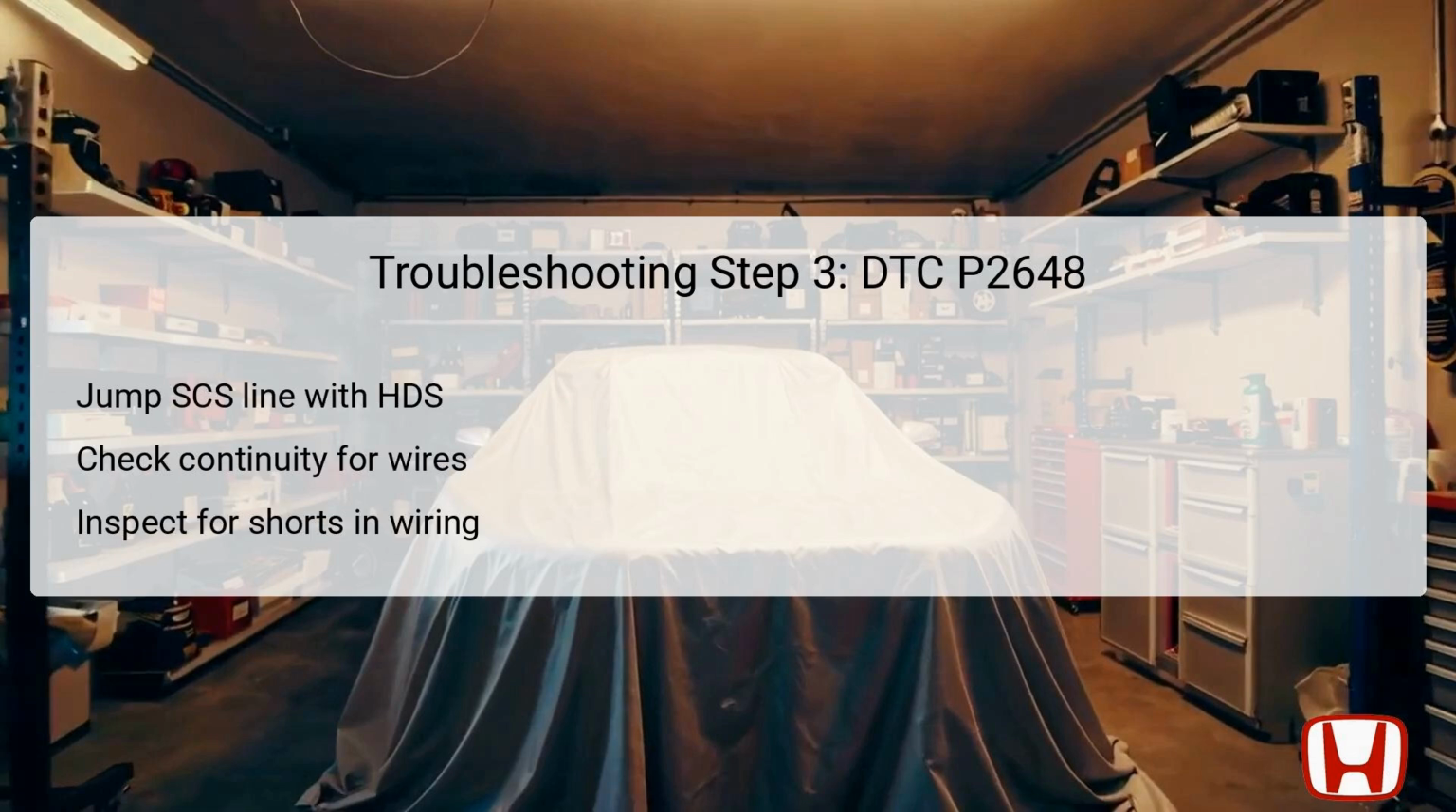replaced entirely. In this step, for troubleshooting DTC P2648, the technician must first jump the SCS line with the HDS system and allow for more than a minute before proceeding. This process helps to establish a baseline for continuity testing and eliminates any faults that might arise during initial checks. Following this, the technician should disconnect the PCM connector C, which includes significant data connections for vehicle operation.